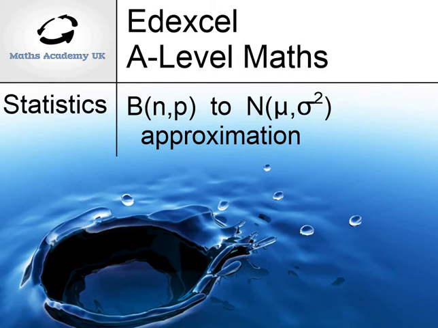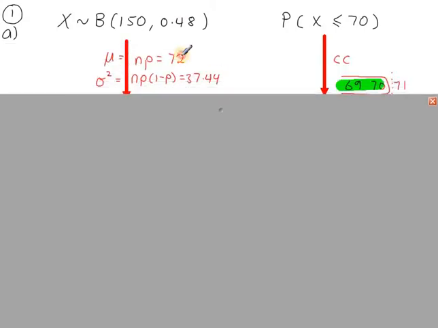Approximating distributions, going from a binomial to a normal distribution. Question 1, part A. So we have a binomial distribution and we check to see if the conditions for the approximation are met. We have a large value of n and p is close to 0.5, so that's good. And we work out the mean and variance for the binomial distribution.